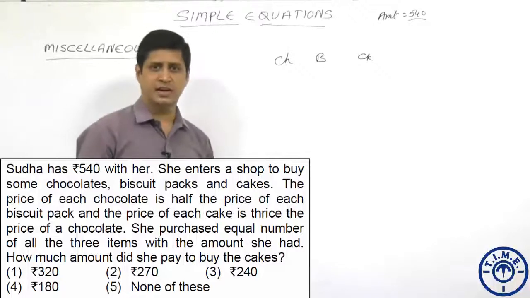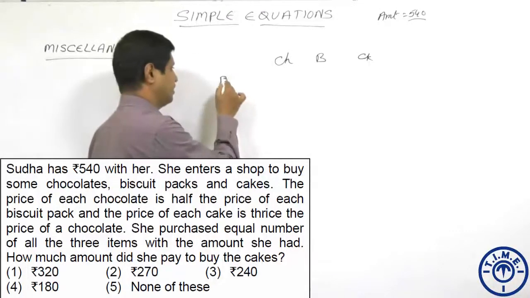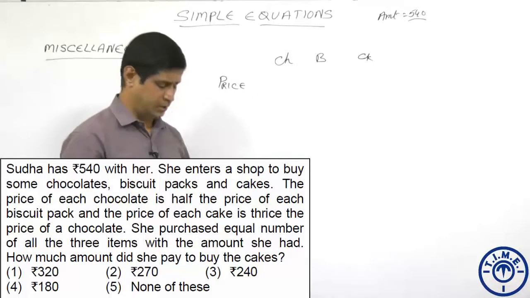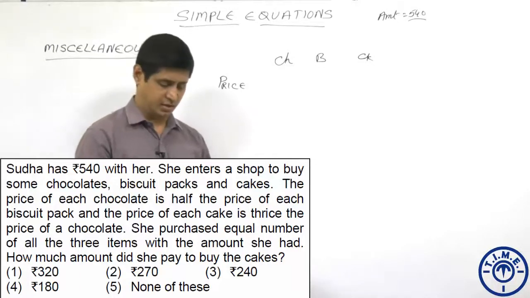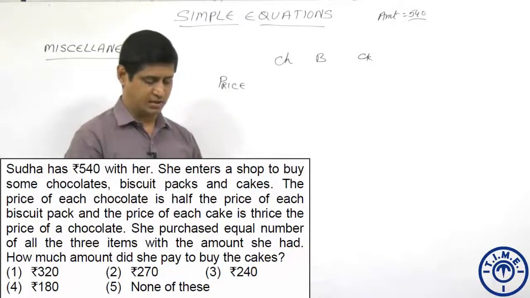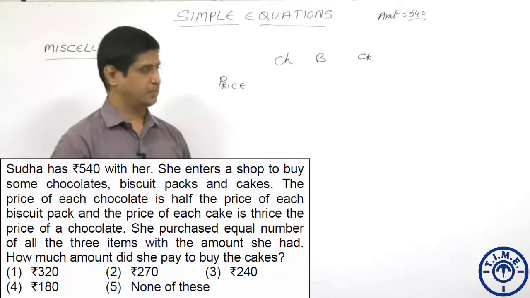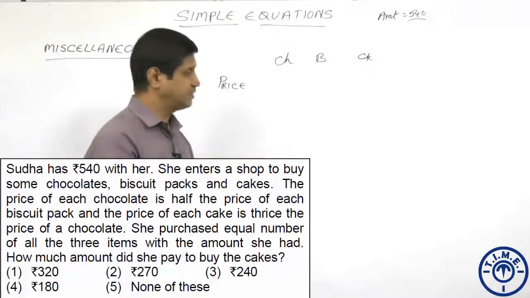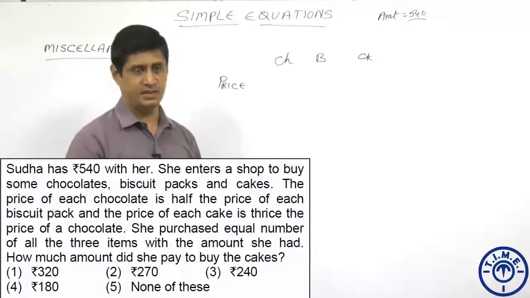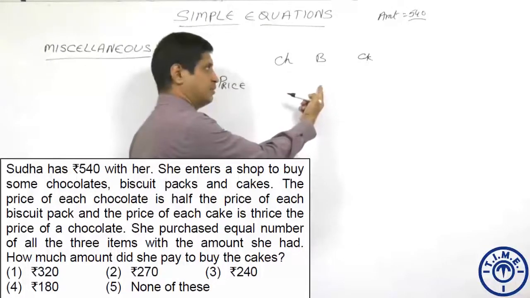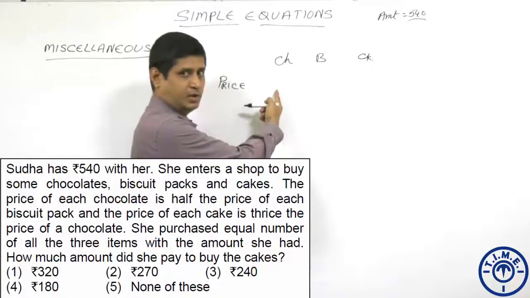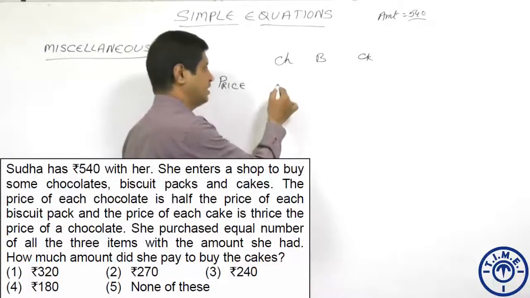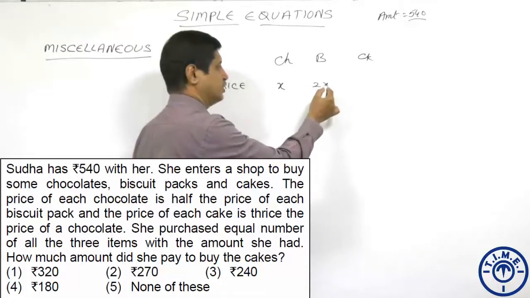Now, what is given in this example? What is the data? Price is given as well as the number of items of each type. What about the price? Just listen carefully. The price of each chocolate is half the price of each biscuit pack. Chocolate cost is half of the biscuit pack, means can we say the biscuit pack is double the chocolate? Yes. When you take 1 rupee as a biscuit, you will get 50 paisa, half rupee, for the chocolate. When it is a half rupee, the other is 1 rupee, which is double. So, instead of taking half, I am taking the chocolate as x and the biscuit will become 2x.